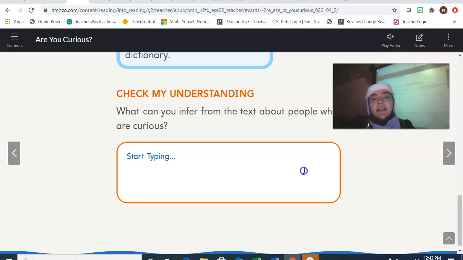All right, what can you infer from the text about people who are curious? What can we infer? What can we infer about the story? The people who are curious are what, Bernaya?